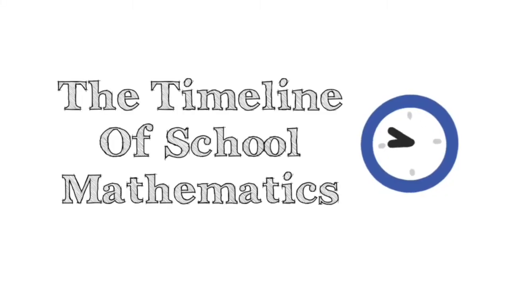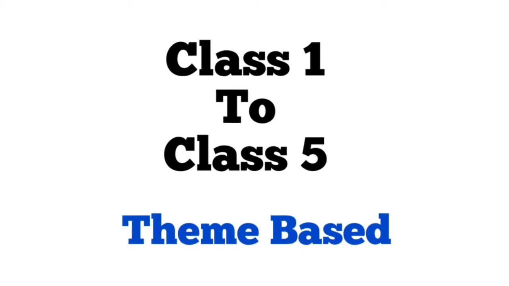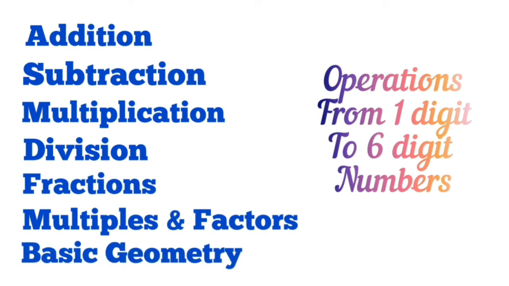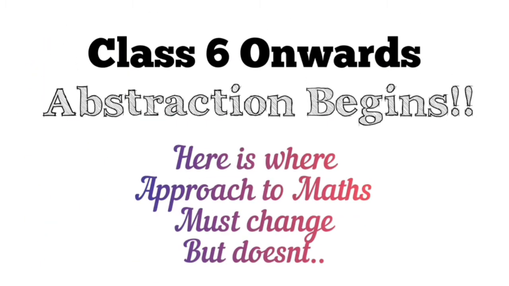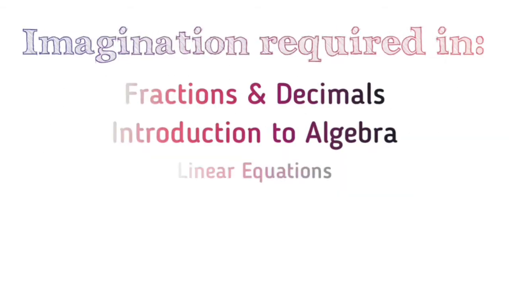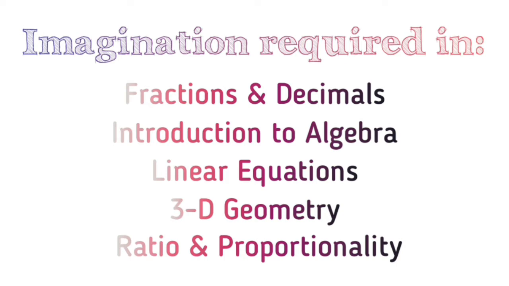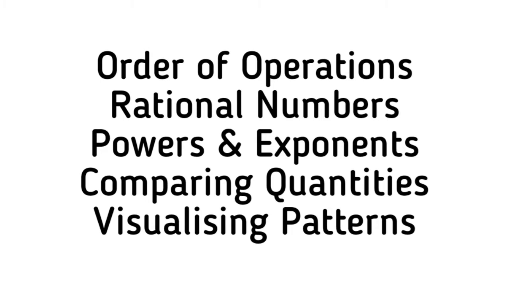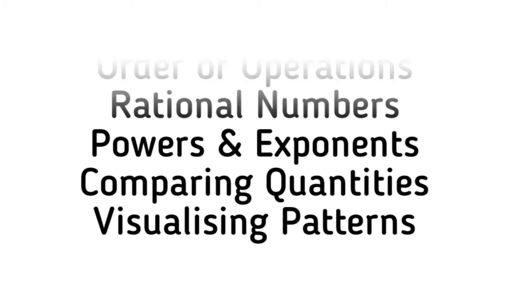To understand all of this, we will need to understand the timeline of school mathematics, how it is taught in Indian systems. For that, the class syllabus of 1 to 5 is theme based. That is, operations such as addition, subtraction, multiplication, divisions, fractions, multiples, and factors are learned from 1-digit numbers to 6-digit numbers with very basic concepts. But from 6th standard onwards, the approach to mathematics needs to change because a lot of imagination is required to study fractions, decimals, algebra, geometry, ratio and proportion, order of operations, rational numbers, powers and exponents, comparing quantities, and visualizing different patterns. Let us look at some classic mistakes that students make.